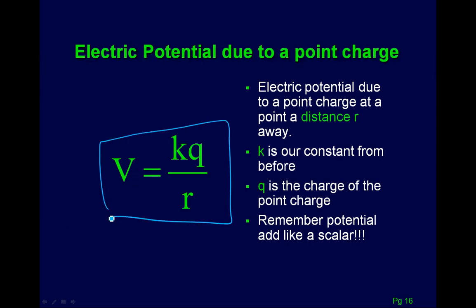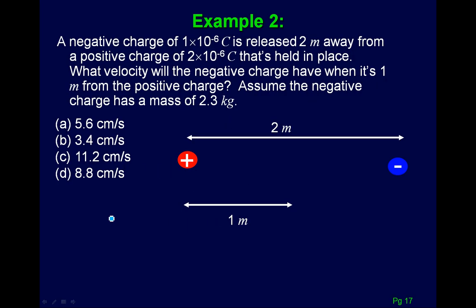There is no direction to this. It's just a number. The potential is just a number, kind of like height. There's no direction to it. And so we can use this to calculate the potential in different kinds of things. So an example would be something like this.